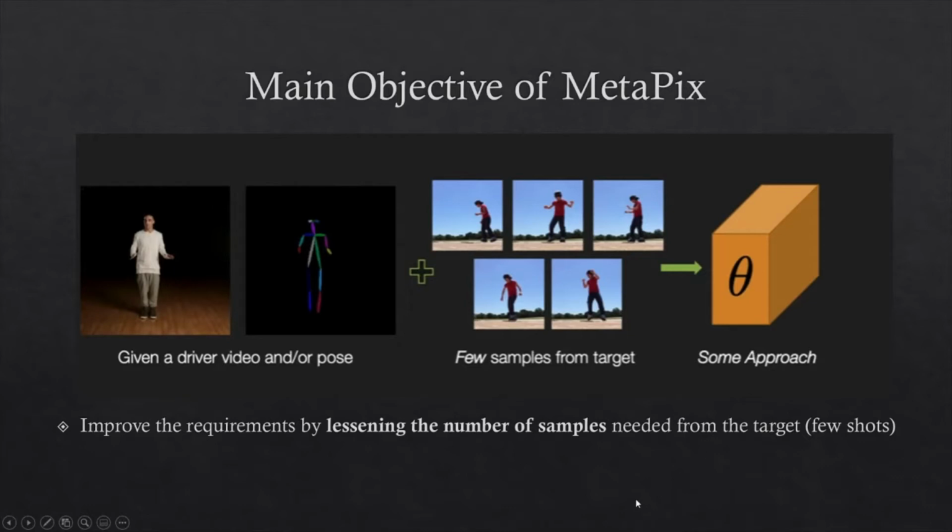Being able to do this will allow retargeting to any random person without having to record them in a controlled environment. You'd also be able to use random images from the web for retargeting.